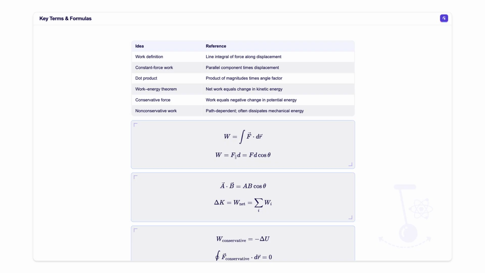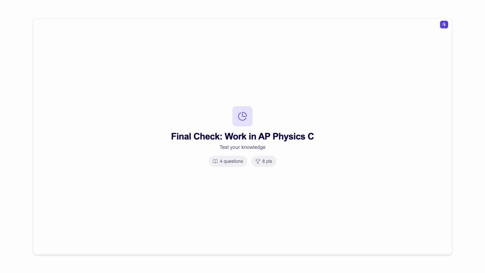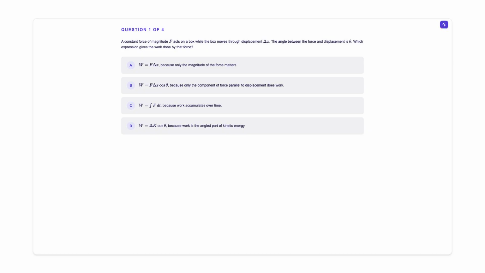Next, you will use them in a quick final check. You're almost done. Use these questions to check whether you can choose the right work model, read work from a graph, and connect net work to energy changes. A constant force of magnitude F acts on a box, while the box moves through a displacement delta x at an angle theta relative to the force. Which expression gives the work done by that force?